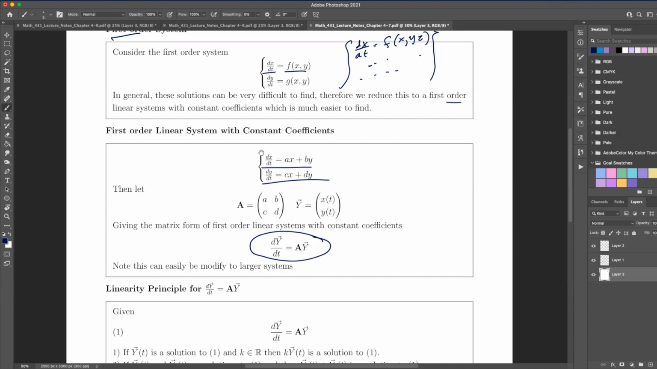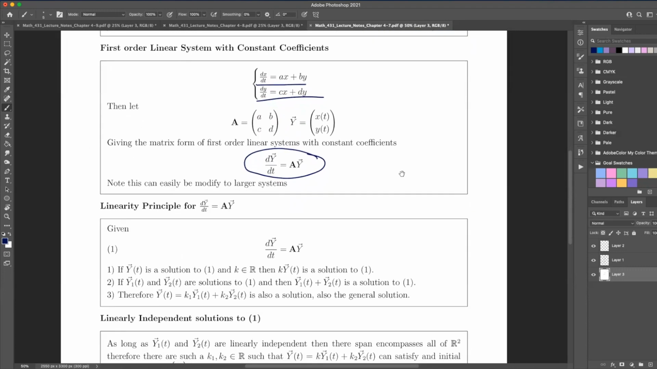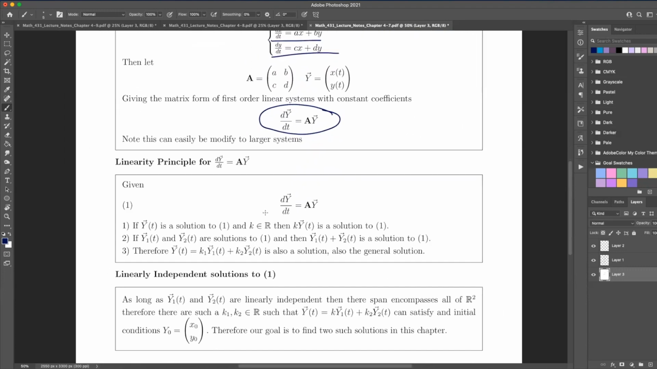And since this is first order and linear, we have the linearity principle. So if y1 of t is a solution to our differential system, and we have some constant times another solution that's also a solution to the system, then if I have 2 different solutions, we can add them up and get solutions. Therefore, we can get this, and this is known as our general solution.